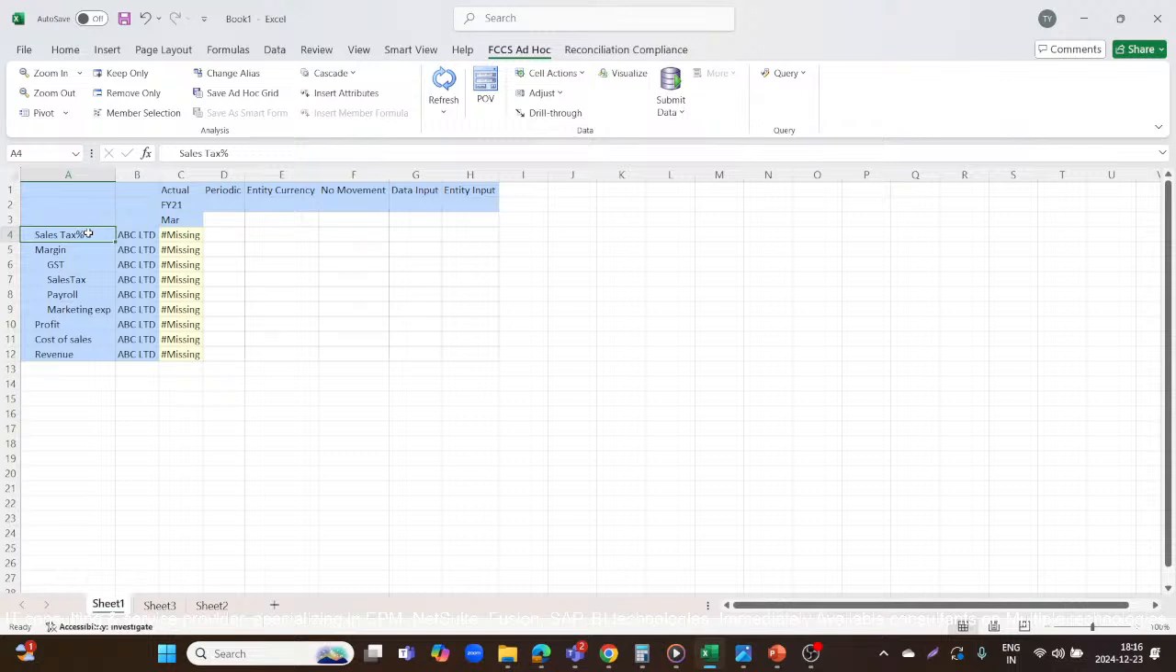I'm just showing you the calculation for a single entity, and these are all my accounts. So you can see cost of sales and revenue. When you deduct these two, you will get the margin. You can show the margin over here in the same way.